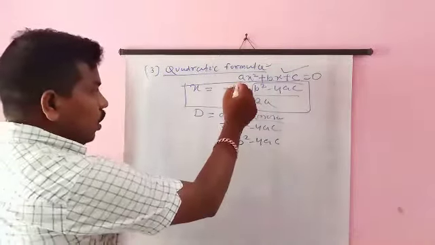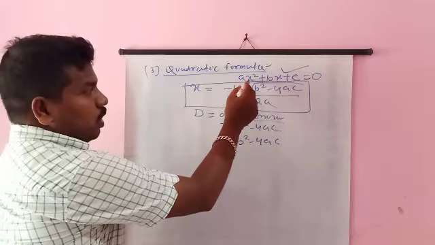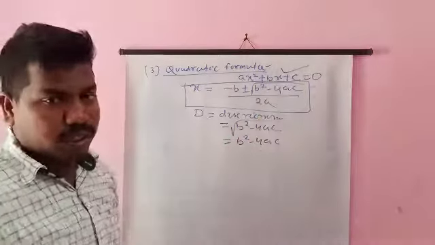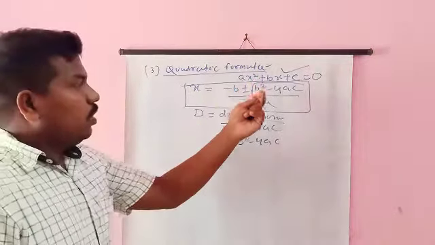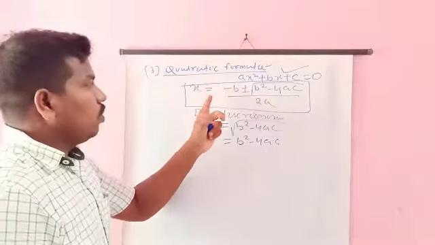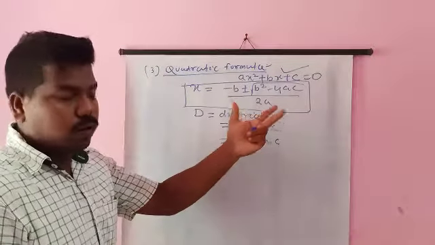In a given quadratic equation, the coefficient of x square is a, the coefficient of x is b, and the constant term is c. So from the given quadratic equation we find a, b, c and use the formula x equal to this to find the solution or roots of the quadratic equation.